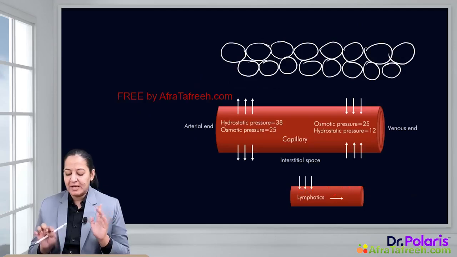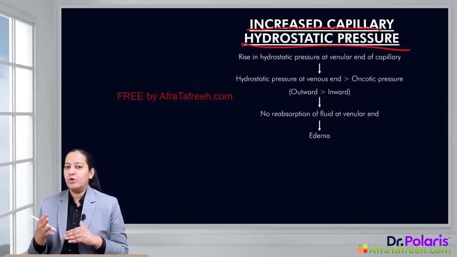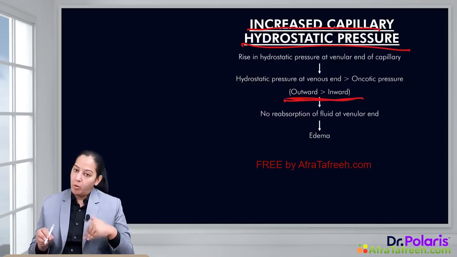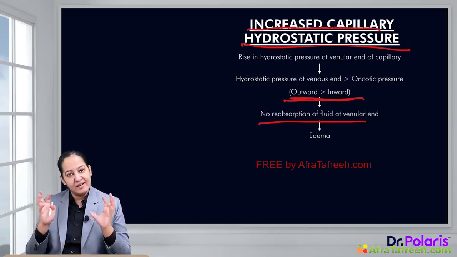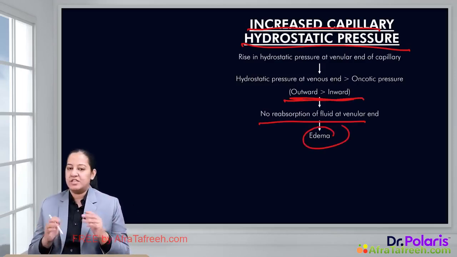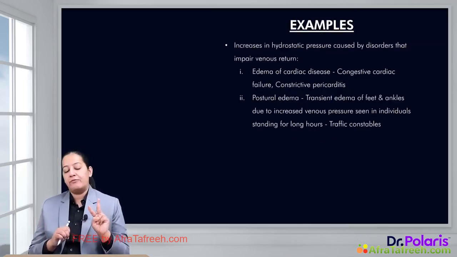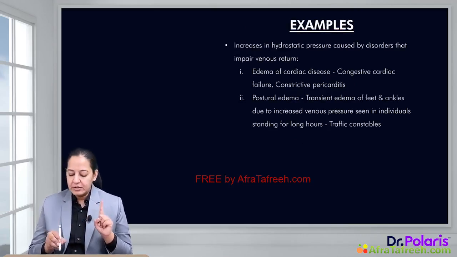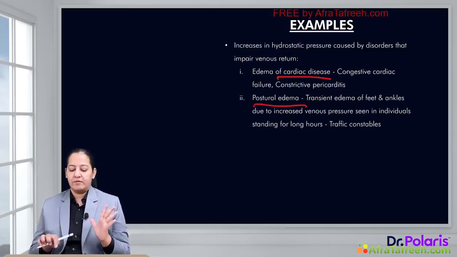Let me take the first thing, that is increased outward pressure or increased hydrostatic pressure. As I have told you, hydrostatic pressure is outward pressure. So if outward is more than inward, more fluid is coming out but not going back. So fluid will be retained in the interstitial space and it can lead to edema. That is the mechanism. Coming to the examples, there are two examples of edema because of this cause, increased hydrostatic pressure. First is cardiac edema, second is postural edema. I will explain both in the form of diagrams.